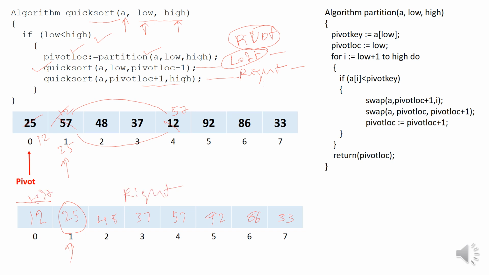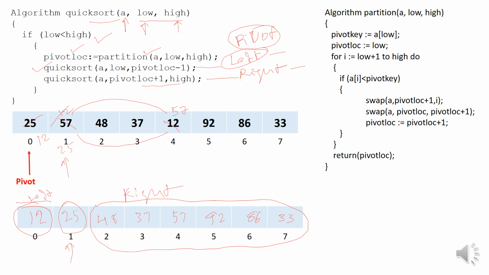So the left array contains only one element. We feel that it is sorted. Now there is the right subarray which has 6 elements, from position 2 to 7. We repeat the same procedure on the right array.